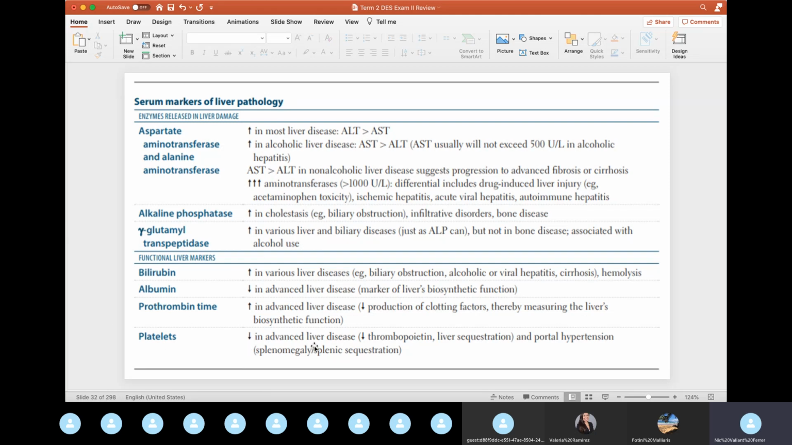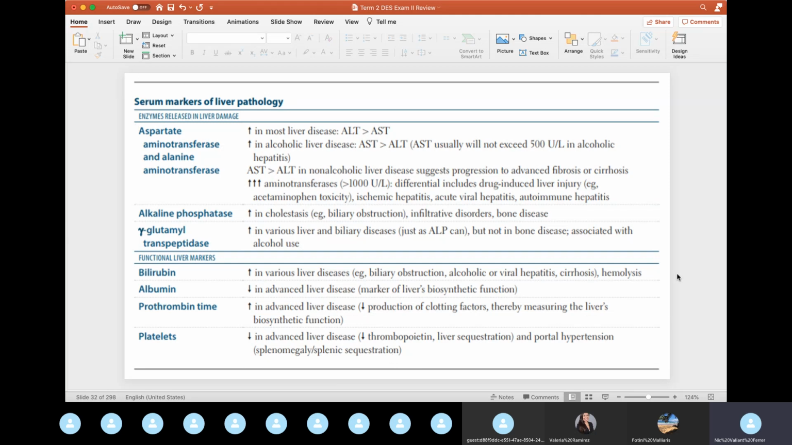Platelets are also decreased in advanced liver disease. So the liver is very important, people, right? So you have a decrease in thrombopoietin, and you can have portal hypertension. Platelets are also decreased in splenomegaly, splenic sequestration if someone has sickle cell disease, for example. So put a star here.